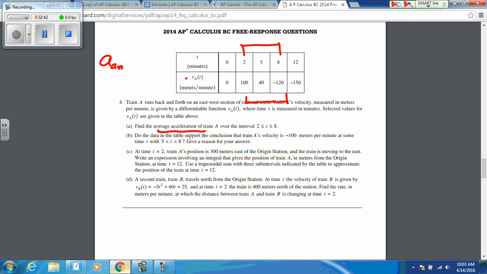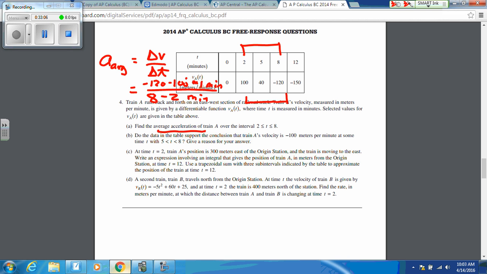So I can immediately write the average acceleration is equal to delta V over delta T. And that's going to give me minus 120 minus 100 meters per minute. Don't forget those units. Over 8 minus 2 minutes. And just leave it like that. Here's a second way to think about it.